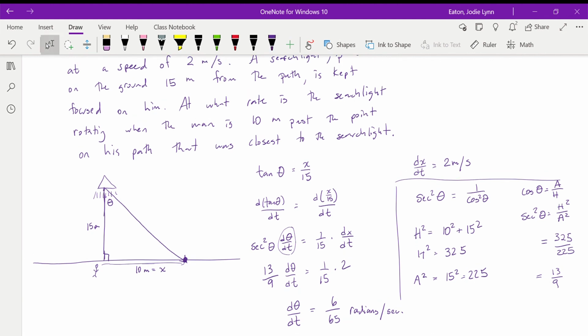Okay. So how do we know it's radians per second and not degrees? Well, all of the calculus stuff that we've been doing relies on the fact that we're using radians, which are numbers. So if we're actually going back and solving for something like a d theta dt, we are assuming that what we are using are radians.